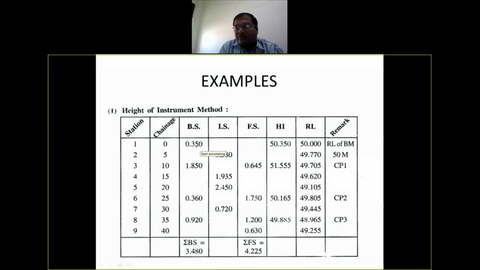So first of all, you enter the value. So 0.350 at station 1. This is my first staff reading, so I have entered it here. Then 0.580, it is my second staff reading. So in the second row, in the IS column, you have to enter this reading.